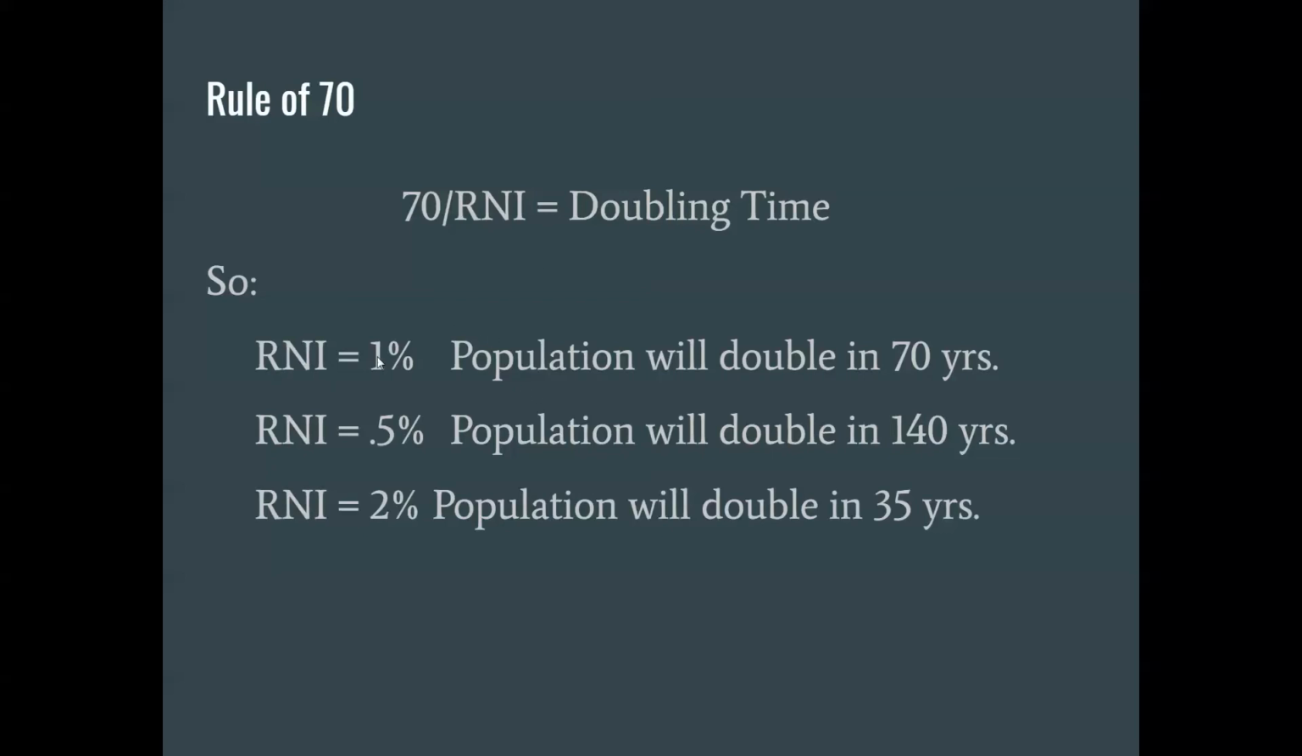If our rate of natural increase is essentially 1%, it takes 70 years to double. That's why we call it the rule of 70. If the rate of natural increase is 2%, it's going to take roughly 35 years. If the rate of natural increase is half a percent, it's going to take 140 years. So remember, all we have to do is take 70 divided by the rate of natural increase, and that is our doubling time, the time it will take a population to double.